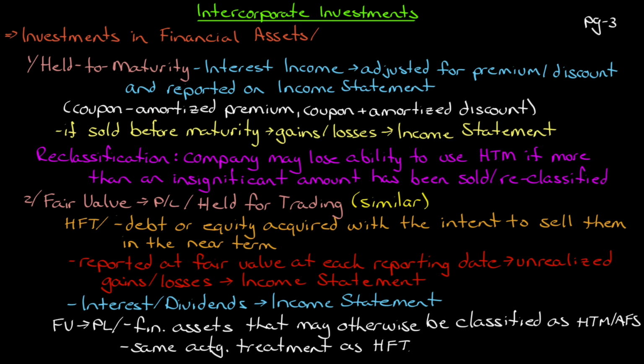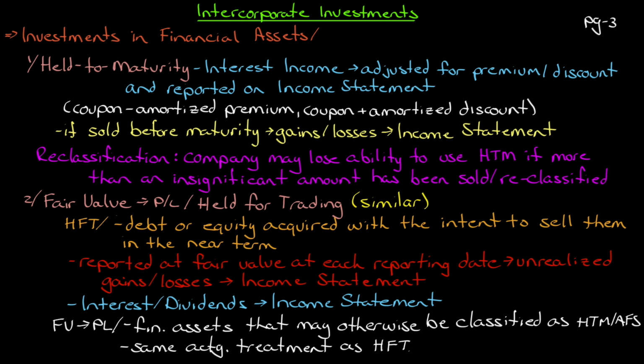Here's held for trading: debt or equity acquired with the intent to sell them in the near term. Now contrast that with held to maturity. Held to maturity says you must have the positive intent and ability to hold to maturity. Held for trading says, I don't have that. I do want to sell it in the near term. That is my intention. So it can't be held to maturity. It must be held for trading. Reported at fair value at each reporting date. Any unrealized gains or losses go directly to the income statement. And as with every category, interest and dividends received go to the income statement.